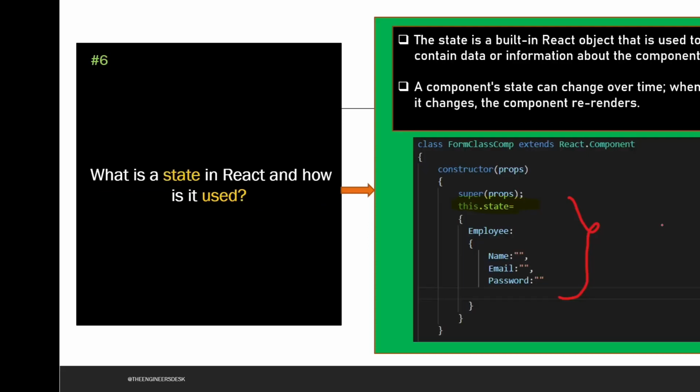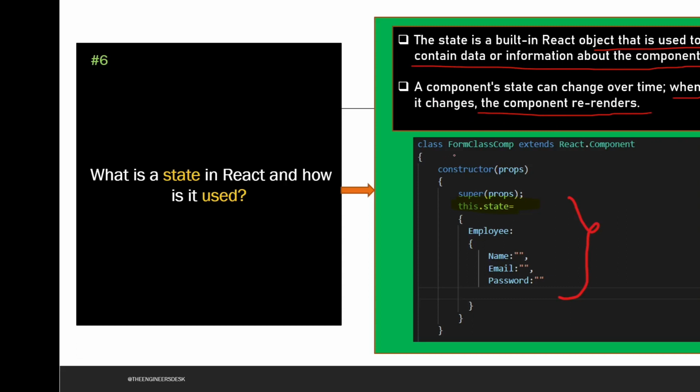Let's go to the next question. It says, what is a state in React and how is it used? A state is a built-in React object that is used to contain data or information about the component. A component's state can change over time. Whenever it changes, the component re-renders. So let's see some examples.